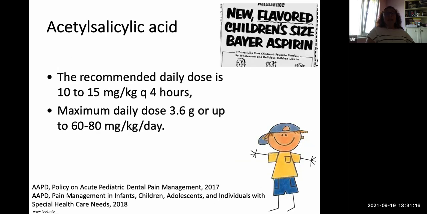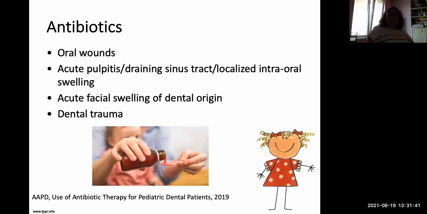But it should be kept in mind that it might cause Reye's syndrome in children. So its prescription is not recommended in emergency patients because it might cause Reye's syndrome in some viral infections. So we should be cautious about its prescription. And antibiotics are also important for the emergency patients.